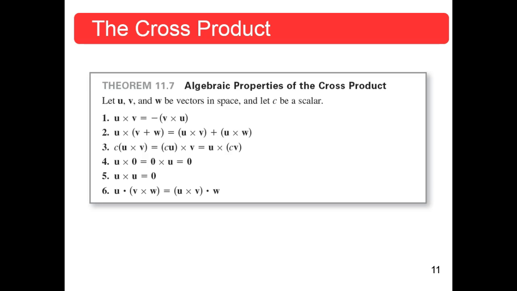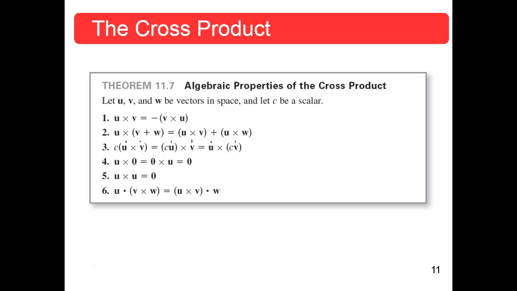C, some scalar, times the cross product of U cross V, which remember is a vector, is the same as C U cross V, and that's exactly the same as U cross CV. I had to stop and pause and make sure. Notice it's U cross V here, so it has to be U cross V here, and U cross V there. You can't reverse them, because if you do, you're going to wind up with a negative. So you have to keep the order exactly right.